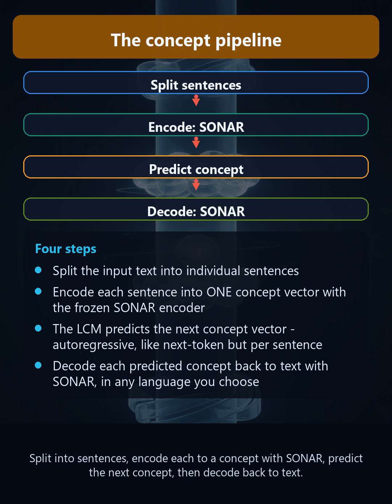Here is the pipeline. First, split the input into sentences. Second, encode each sentence into one concept vector using the frozen SONAR encoder. Third, the large concept model predicts the next concept vector, autoregressively, just like an LLM predicts the next token, but at the level of whole sentences. Fourth, decode each predicted concept back into text with SONAR, in whatever language you choose.